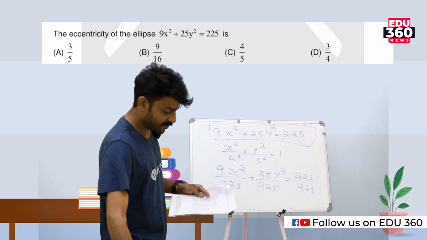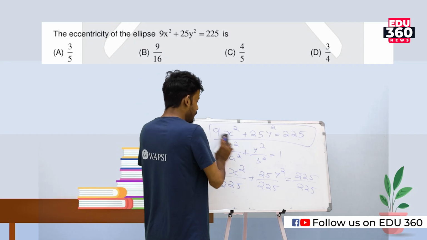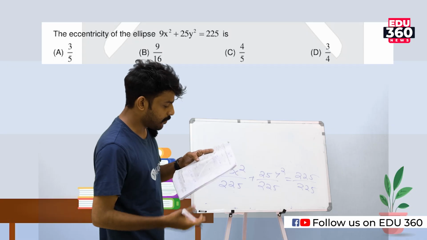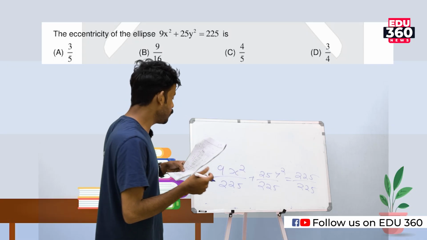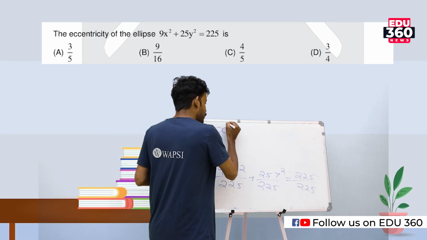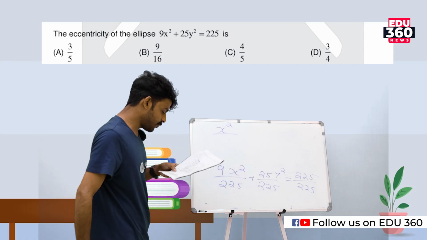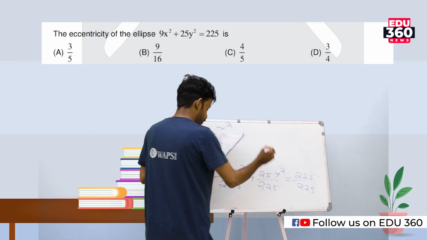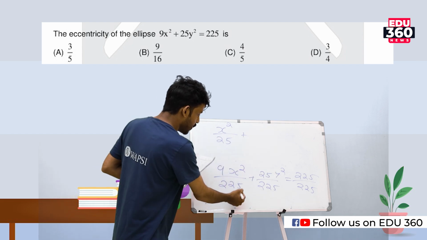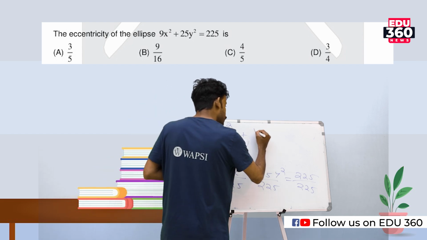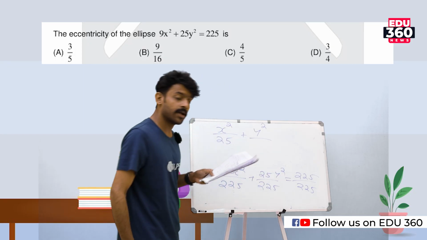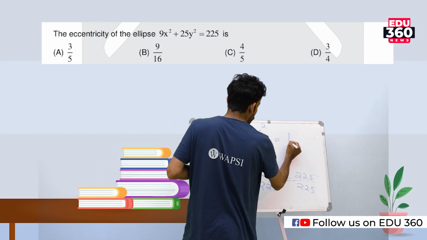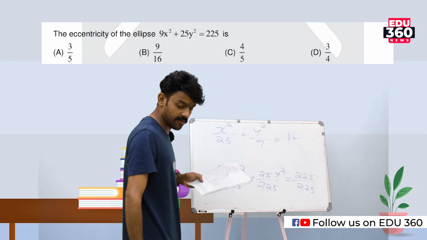In the next step, 9x square divided by 225 is equal to x square divided by 25, plus y square divided by 9, and 225 by 225 is equal to 1. Okay, now this is in the standard form.